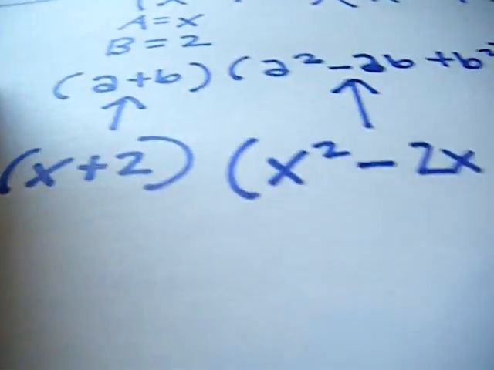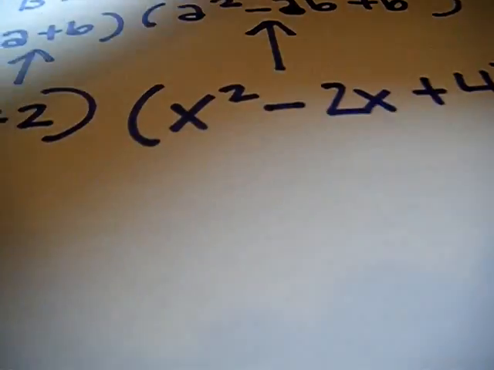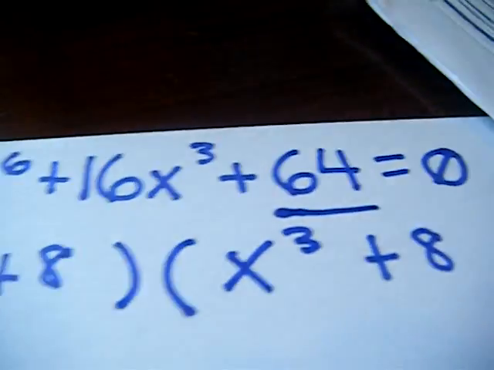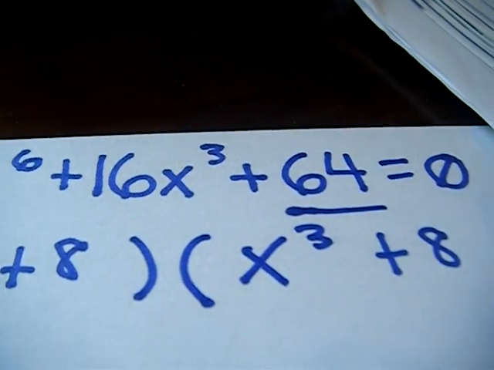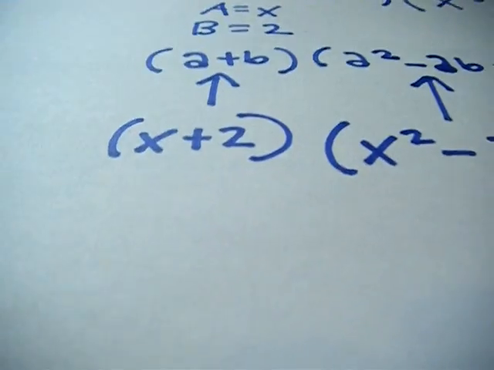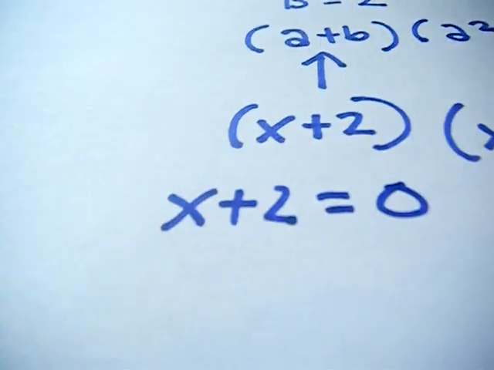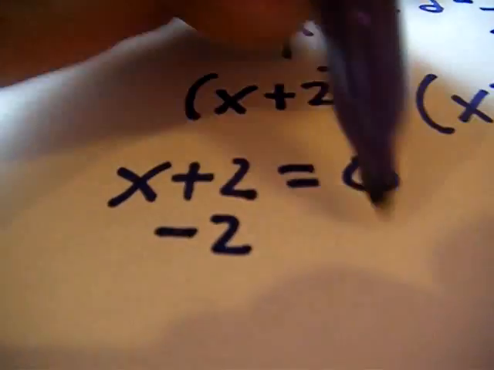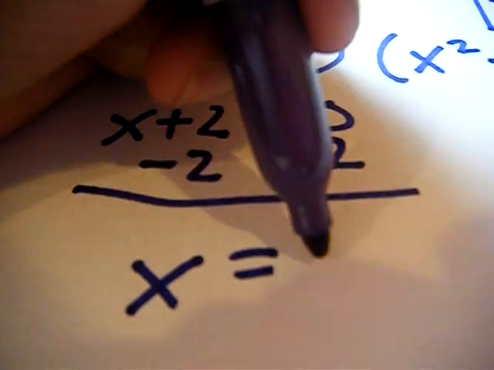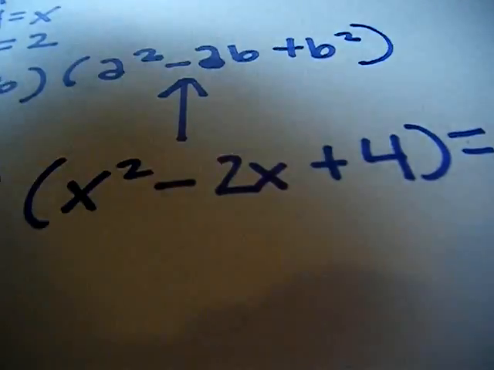So what we have to do next is find the zeros, because the equation, as seen before, is x to the 6th plus 16x to the 3rd plus 64 is equal to 0. So we need to find the zeros of the function. So first we have to set x plus 2 equal to 0. And what we do is we subtract 2 from both sides, and we get x is equal to negative 2. So this is one of our solutions, and now we have to find the other.